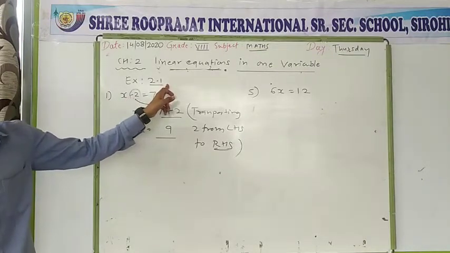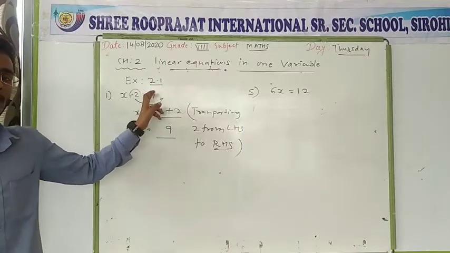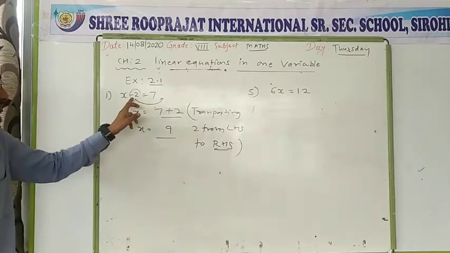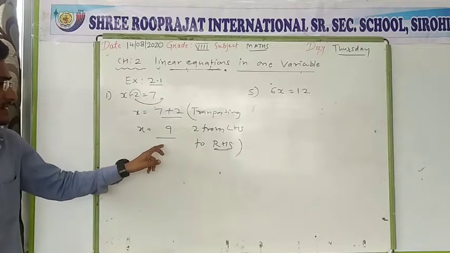You have to move it from left hand side to right hand side, and it will change the sign. If it is negative, then you have to change to positive. If it is positive, then you have to change to negative. So minus 2 now becomes plus 2. So if you add plus 2 and 7, you get 9 as the answer.